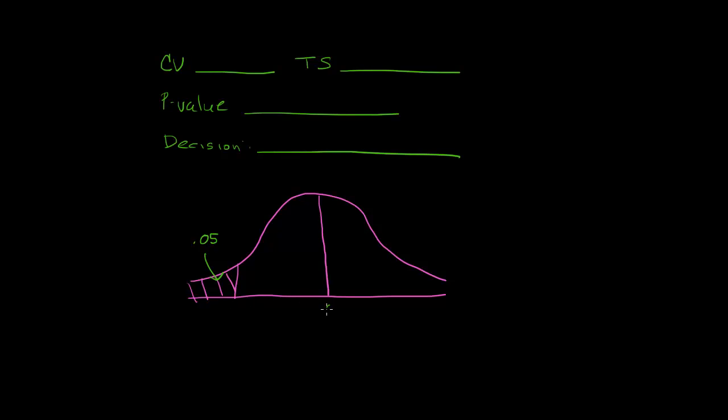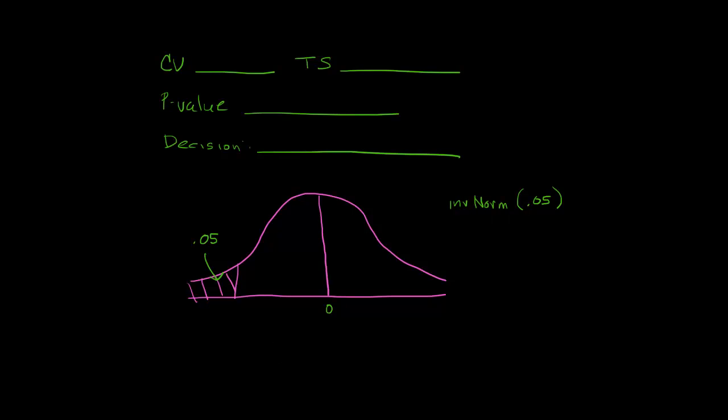We need our critical value associated with 0.05. So inverse norm, area to the left we have 0.05. The amount of area to the left is 0.05.